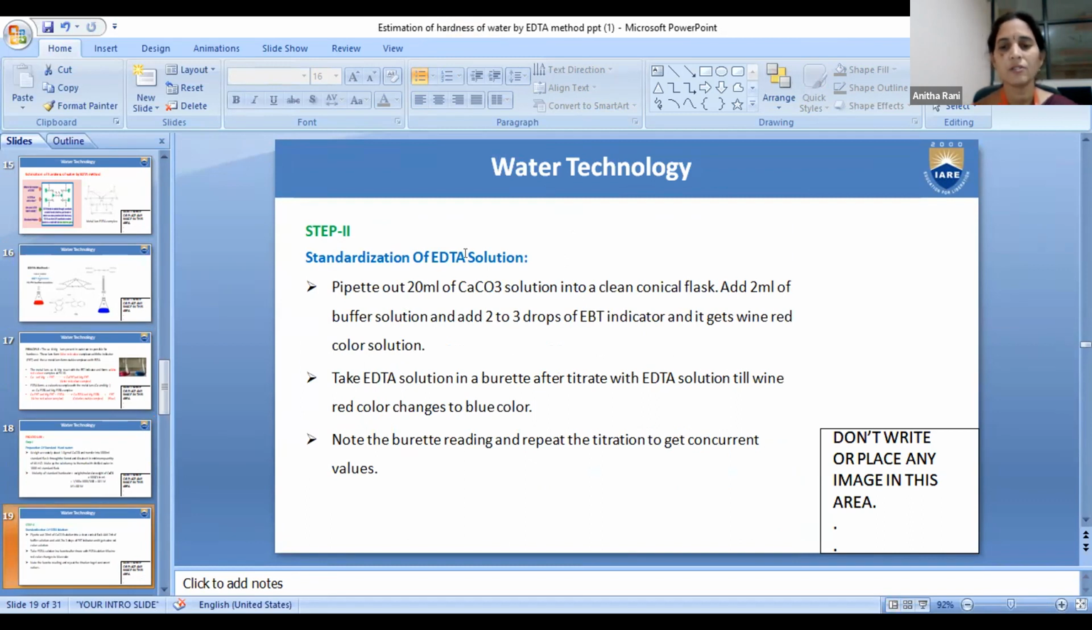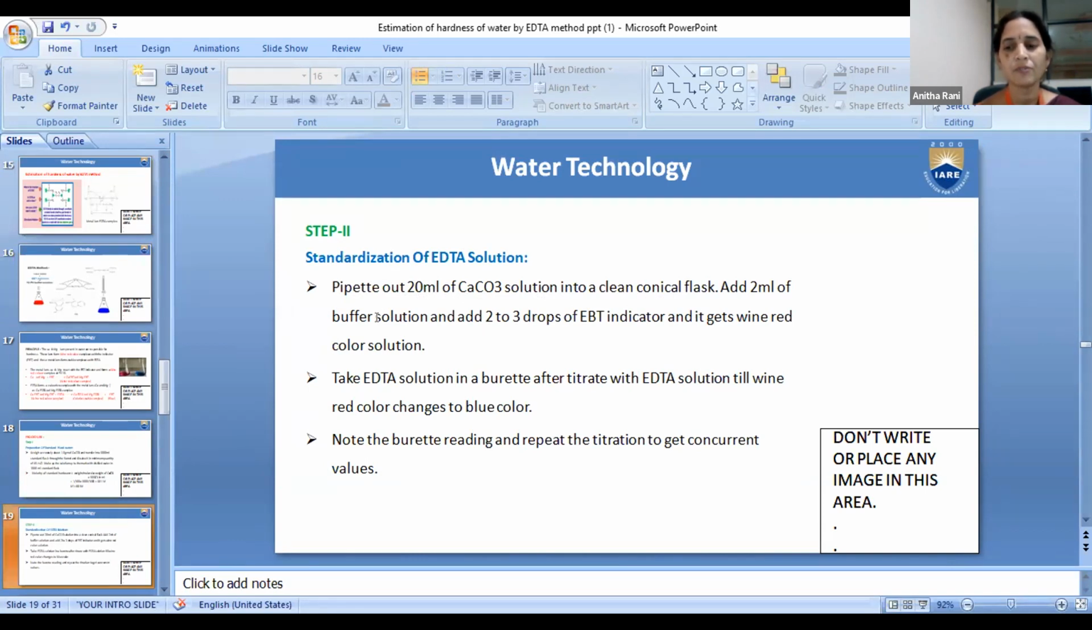So now the apparatus we are using, you know that we are taking: conical flask, burette, beakers, pipette. Use the pipette. Pipette out exactly 20 ml. You have the calcium carbonate solution in the standard flask. From that 1000 ml, you are taking only 20 ml. Pipette out 20 ml of calcium carbonate solution into a clean conical flask.